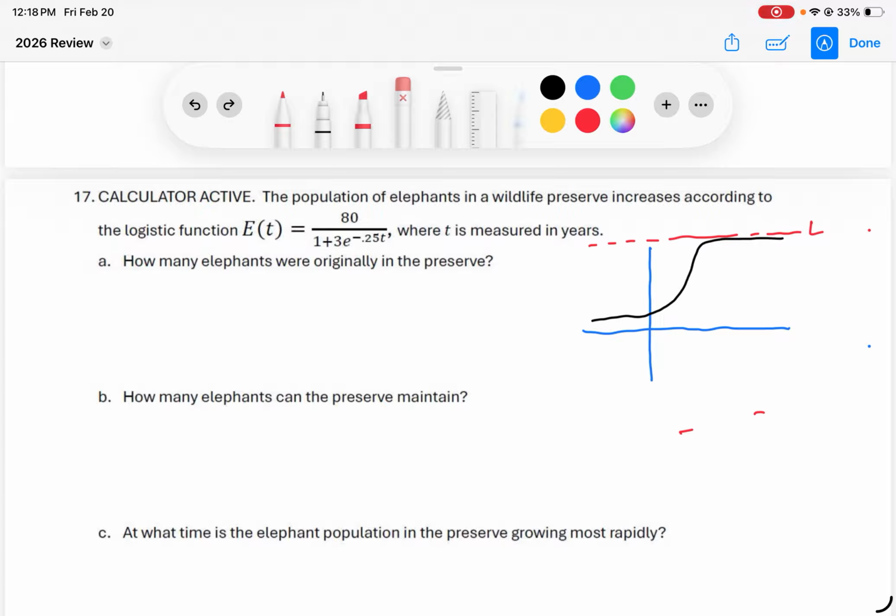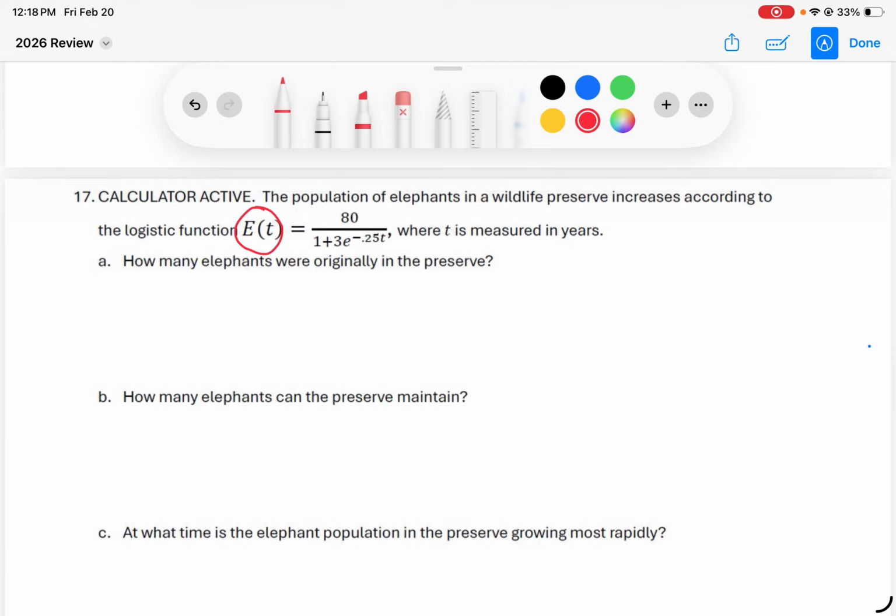this question says how many elephants were originally in the preserve? So to find that, this is the function that gives you the number of elephants in relation to time. So just plug in 0 for time. I get 80 over 1 plus 3 e to the exponent of 0. This would just be 80 over 4, which is 20. So 20 elephants. How many elephants can the preserve maintain? Which would be 80.